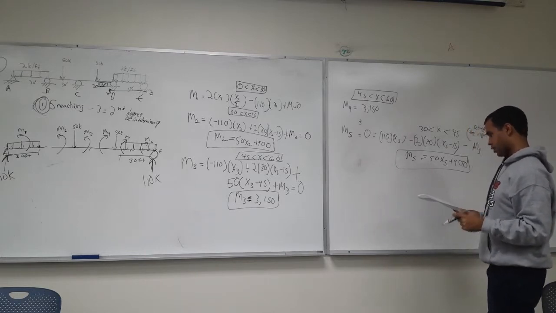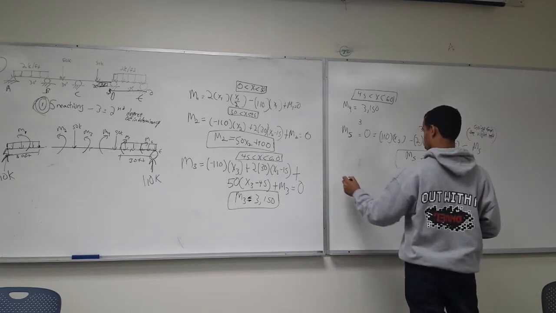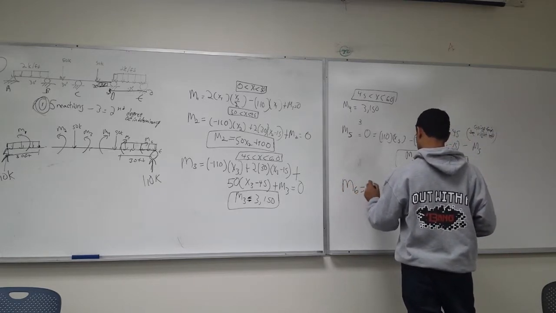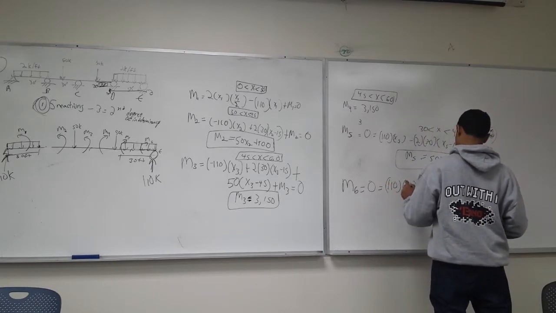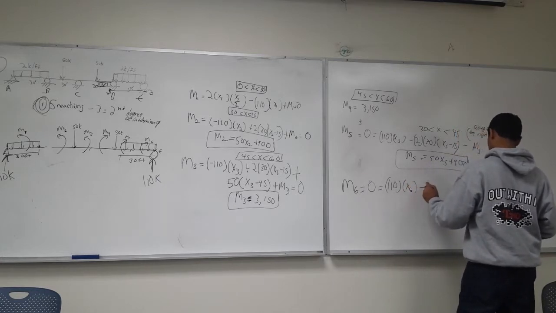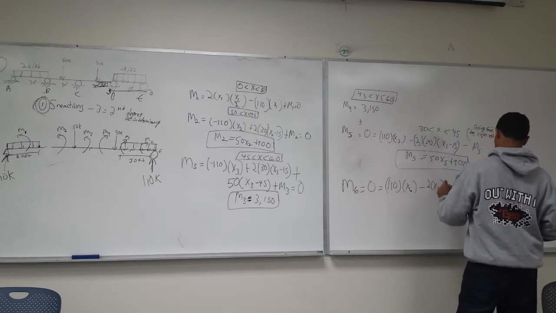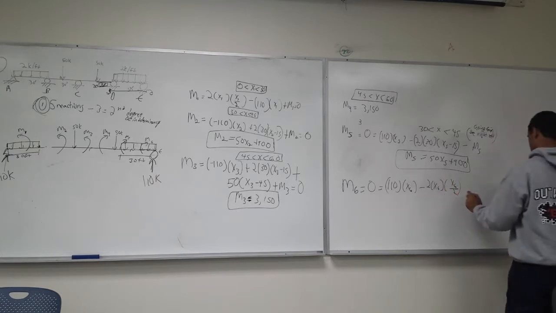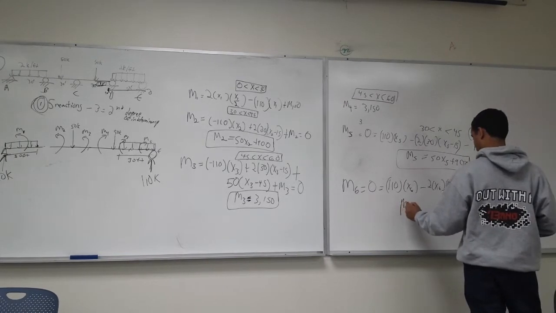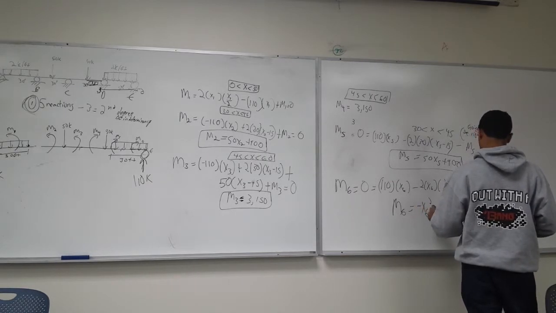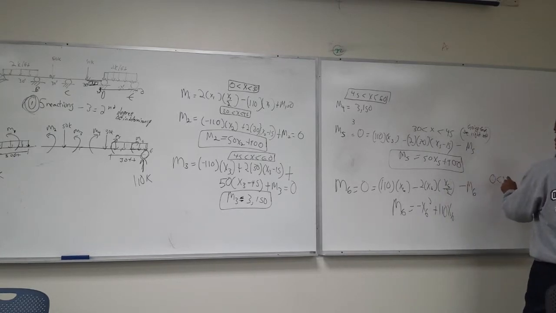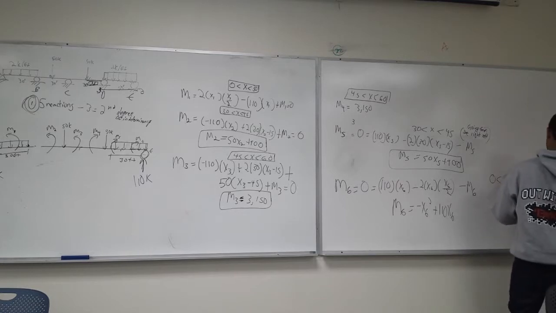Now, also going from right to left, we have M6 equal to 0, being equal to 110 kips times x6 minus 2 times x6 times x6 divided by 2 minus M6. When I simplify that, I end up with M6 is equal to negative x6 squared plus 110 x6. And this is in the range of 0 to 30, going from right to left.